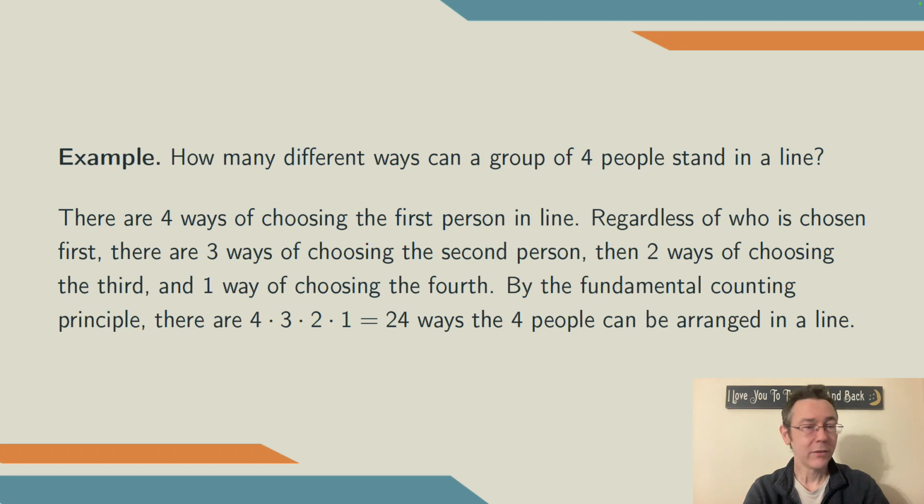There's 4 different ways of picking who the first person is going to be in that line, and then regardless of who you pick, there's 3 people left that could potentially go in that second position. And then regardless of who you pick there's 2 people left for the third, and 1 person left for the fourth. So the fundamental counting principle says there are 4 times 3 times 2 times 1, or 24 possible ways of ordering these 4 people in line.